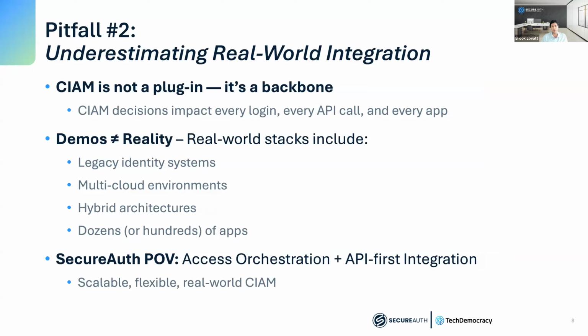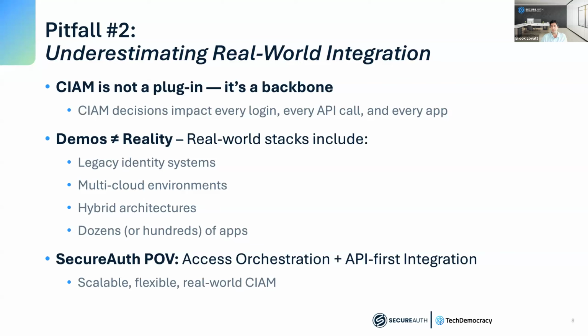The second pitfall, underestimating your real-world integration, is to think of this in terms of a backbone, right? Your CIAM system needs to be something that you're building upon, not something that you're plugging into an existing system. Your decisions about how the system is architected are going to affect every login, every API call, and every app that you connect to. So when you're doing these demos and you have something that's kludged together, this is not the real-world scenario, right? You're going to lack insight about your legacy identity systems, the various other identity systems that users are using to sign in, like Facebook and things like that.